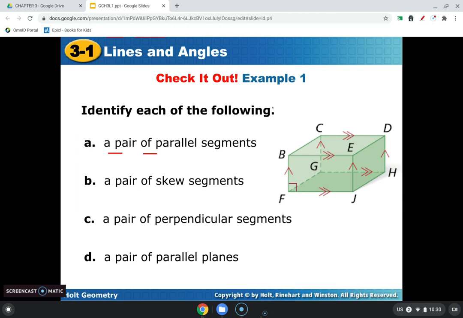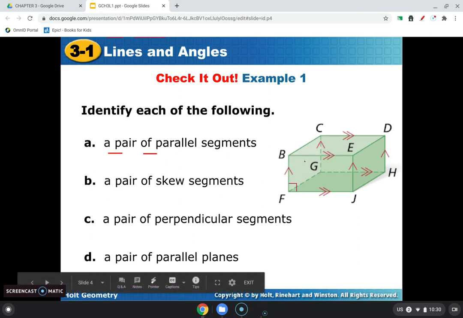All right. Identify each of the following. A pair of parallel segments. So if you're looking at the picture, CD and BE would be parallel. DE and CB would be parallel. A pair of skew segments. Skew would be GF and CD, or EJ and CB. So skew segments. Perpendicular. Pair of perpendicular segments.